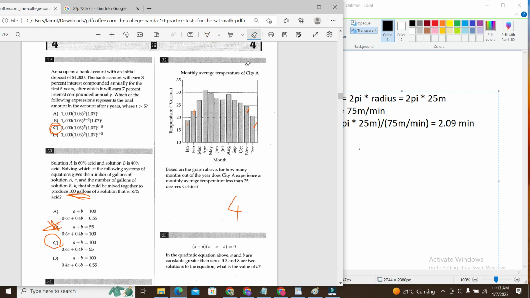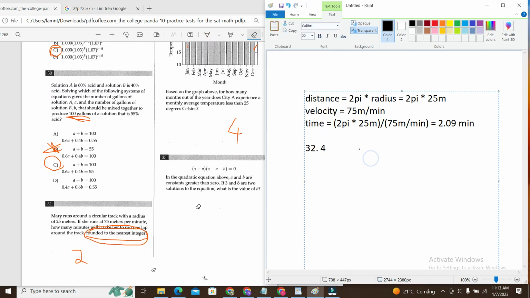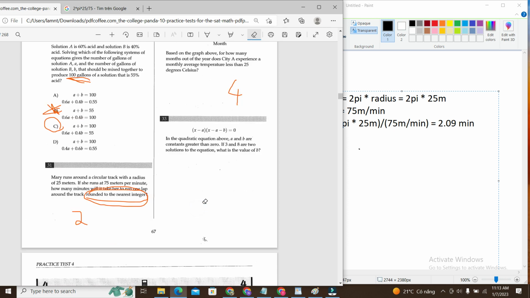33. x minus a times x minus a minus b equals 0. In the quadratic equation above, a and b are constants greater than 0. If 3 and 8 are two solutions of the equation, what is the value of b? Okay, so they ask about 33.